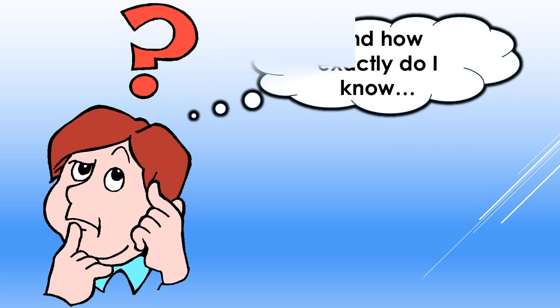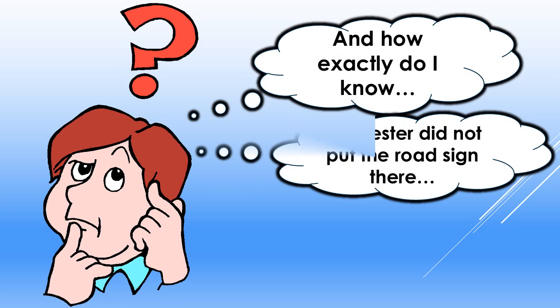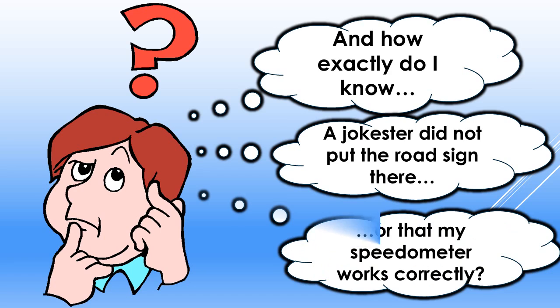Well, to see that these involve some sort of inductive risk, all you have to ask yourself is, how do you know, for example, that a jokester didn't put the road sign there to fool passersby? And how do you know that your speedometer and timepiece are working correctly? Typically, we don't double-check that constantly. And that's the nature of induction. There's always a risk of moving from truth to falsehood when you move from the premise to the conclusion.